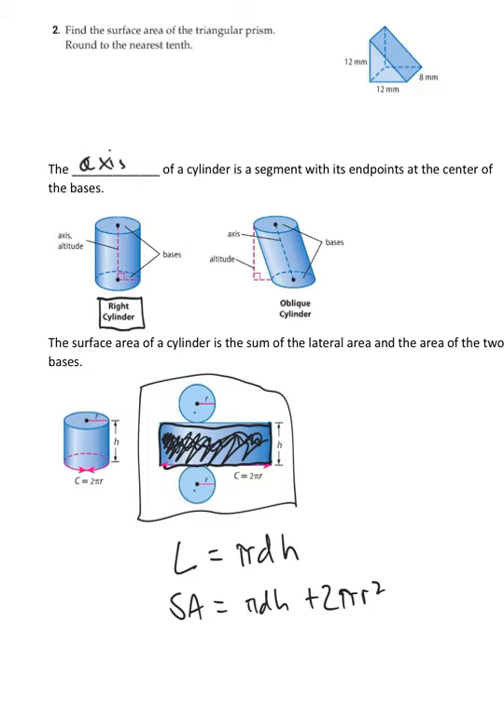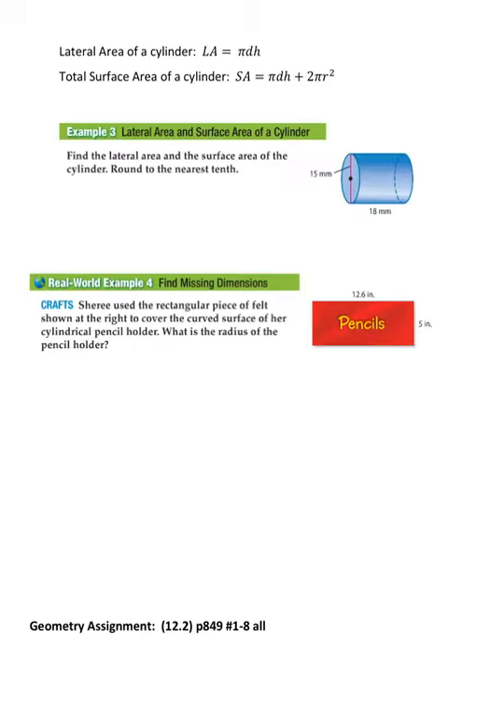So lateral area is that rectangle, that felt piece that we were just talking about. One measure is the circumference, 2 pi r. The other is the height. The formula is written here at the top of the next page. Lateral area of a cylinder, pi times diameter times height. Surface area, pi dh plus 2 pi r squared. Still using 3.14 for pi.